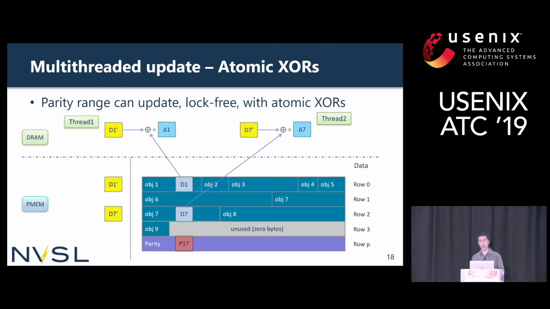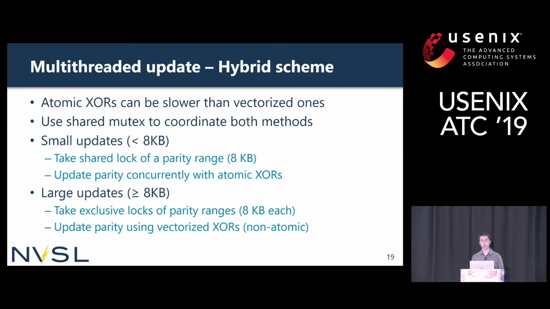However, the downside of atomic XOR instructions is that they can be slower than the regular or vectorized version. So to get the benefits of both worlds, Pangolin implements a hybrid scheme using both methods. It uses the modified range size to decide which method to use, and it uses shared mutex or redirect locks to coordinate both methods within a locked parity range.